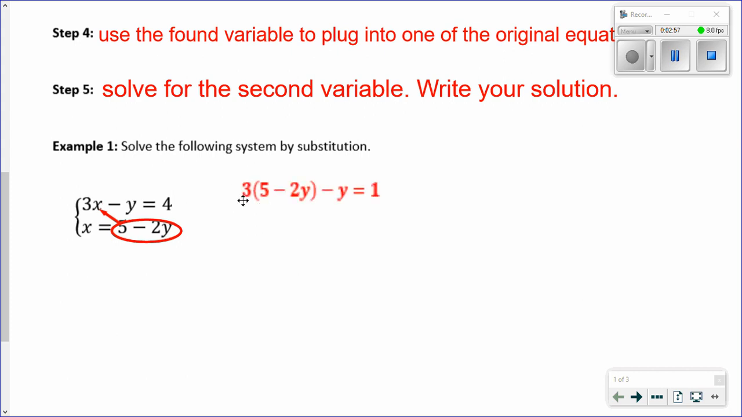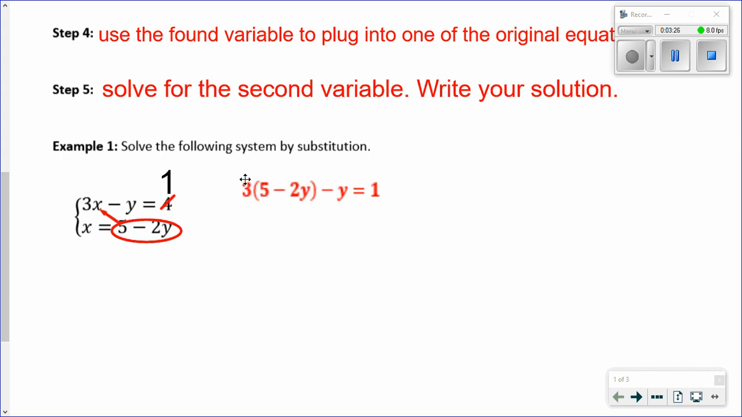So now I have, for this top equation, 3 times that expression, 5 minus 2y, minus y, just the rest of the equation. And this was also supposed to be a 1. My bad. Change that to a 1. Equals 1. Now, if you notice, there's only y's here, which is what we want. We really only want one variable. So, now that there's only one variable, I can go ahead and solve.